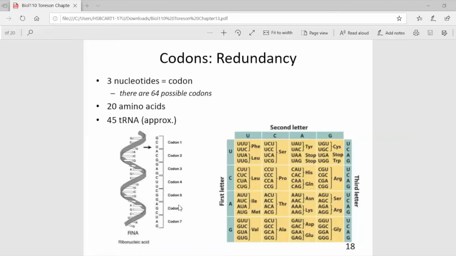Within this system, there is redundancy. Because there are 4 different nucleotides and 3 nucleotides in a row is a codon, there are actually 64 different possible codons, which is necessary for 20 different amino acids, as well as the start and stop codons.